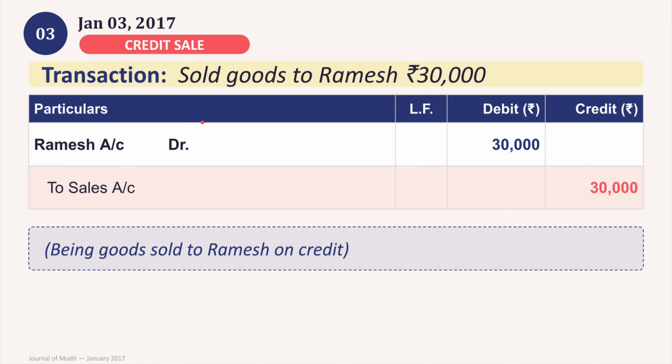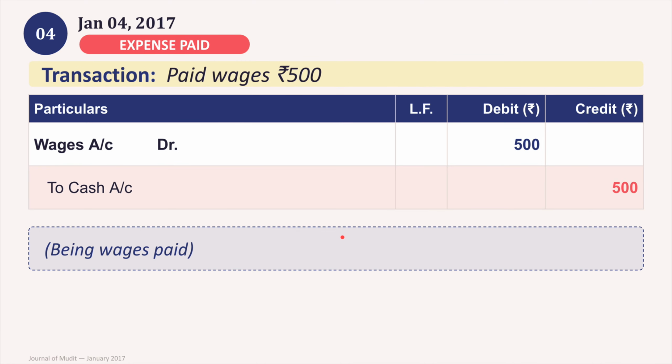Next transaction. Sold goods to Ramesh 30,000. Here again a name is given. So since a name is given, it's very clear that it is a credit sale. Okay. So Ramesh account debtor 30,000 to sales account 30,000. So Ramesh is a debtor. Debtor is an asset from the company's perspective. To sales, sales is an income. So that will be credited. Being goods sold to Ramesh on credit.